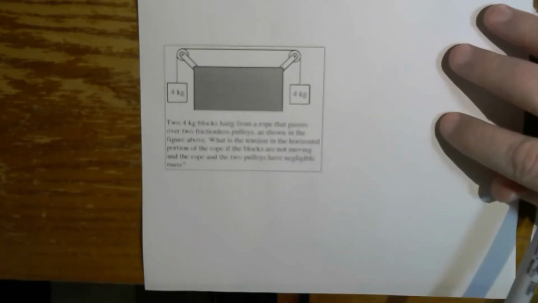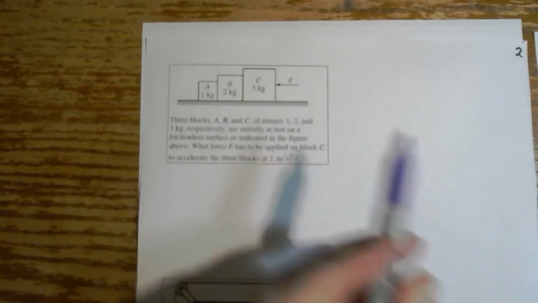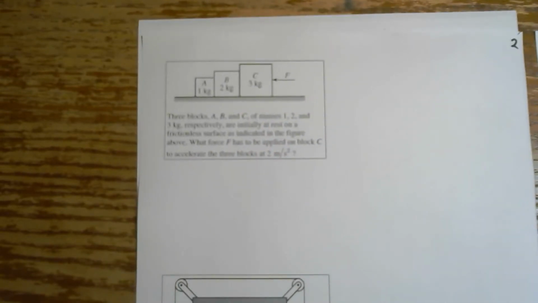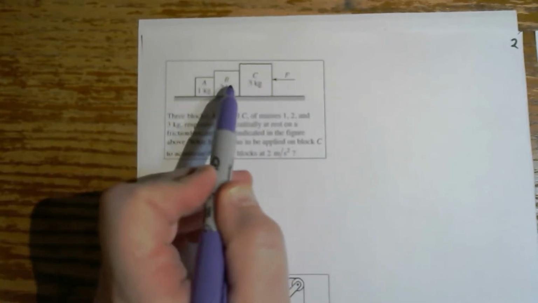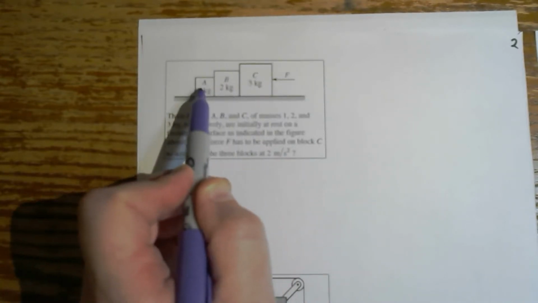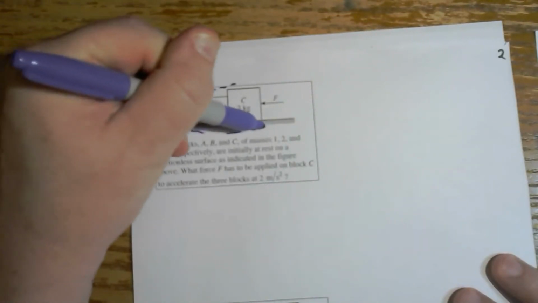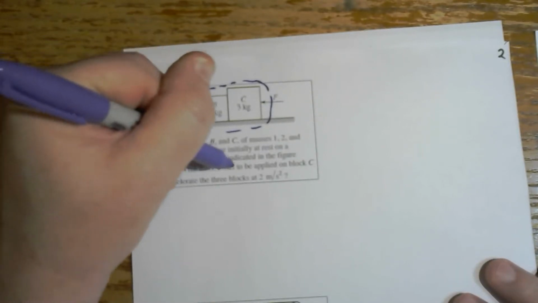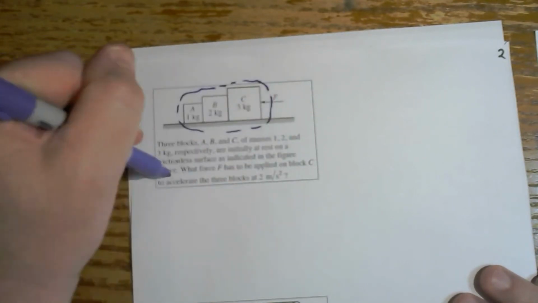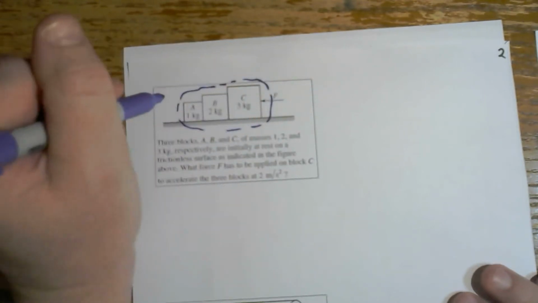We've got a system of blocks A, B, and C, and we're pushing it with a force F. And so this is a pretty straightforward question. Just remember that this force is going to accelerate block C, which then accelerates block B, which then accelerates block A. So this system of blocks you can just treat as one object. So what we need to do is say, well, what force has to be applied to accelerate the 3 blocks at 2 meters per second.